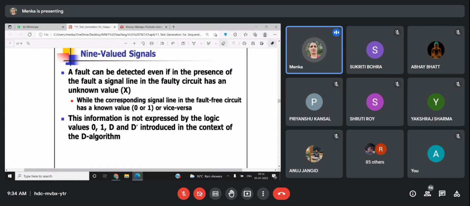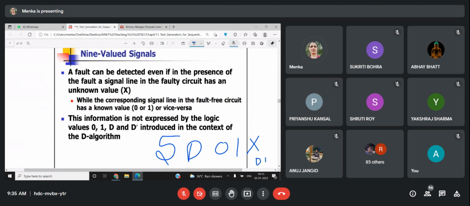Now, next one is the 9 value algorithm. 9 value algorithm is really very easy. It is going to make our life easier. Previously we have heard about the 5 value algorithm, which was the D algorithm. What did we have in the D algorithm? 0, 1 and don't care, and D, D dash. Correct, D, D dash.